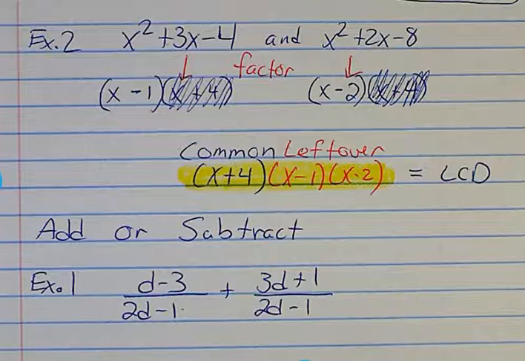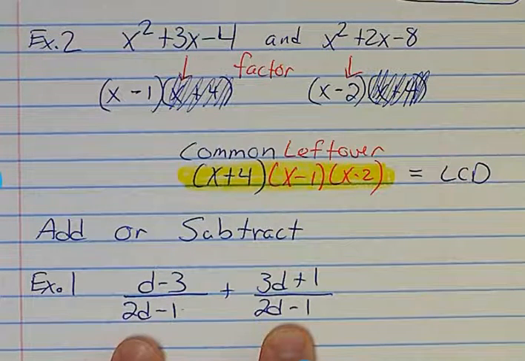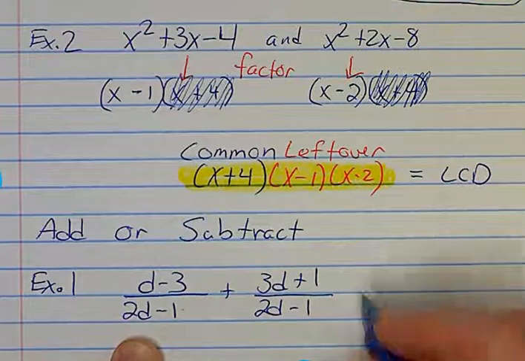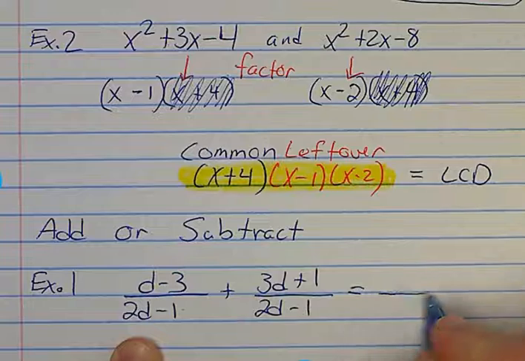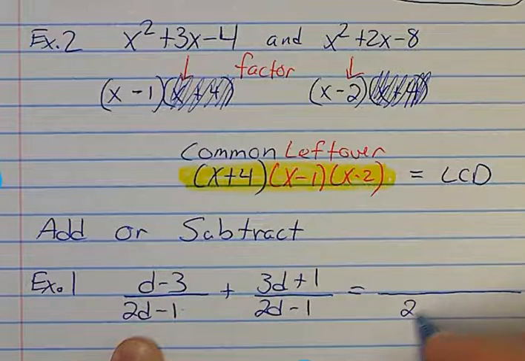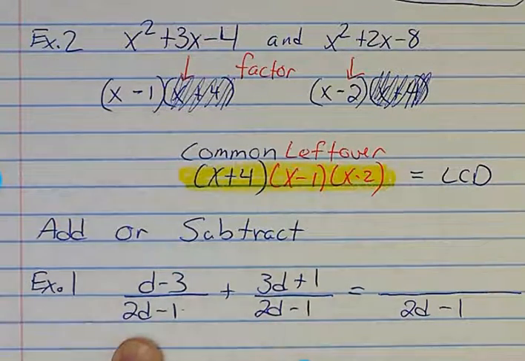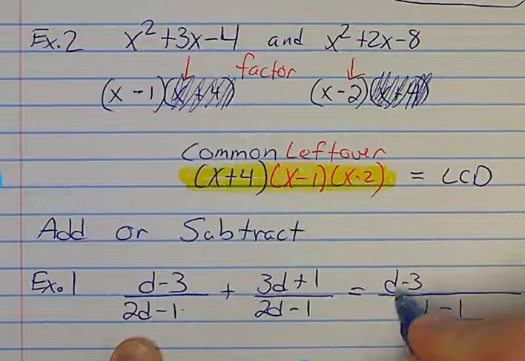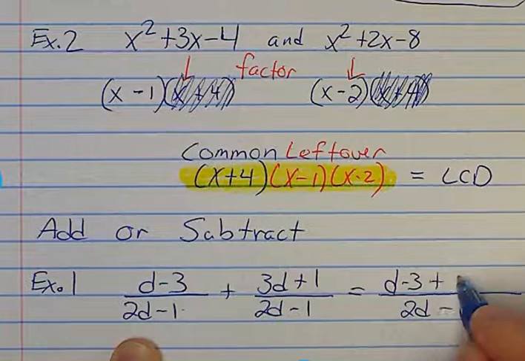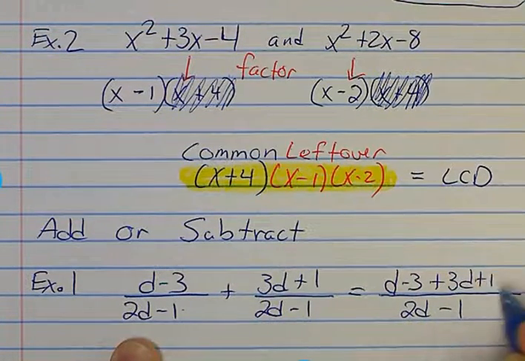So for this one, again, least common denominator is already there. We're all good for this part, so we don't have to worry about finding any denominators because these two things are the same, so we don't have to do anything. So if that's the case, I would say make this one big fraction. That's 2d minus 1. And then take these two parts and put together. So now you have d minus 3, and you've got to add that to 3d plus 1.